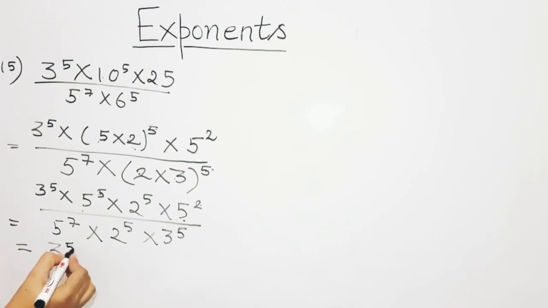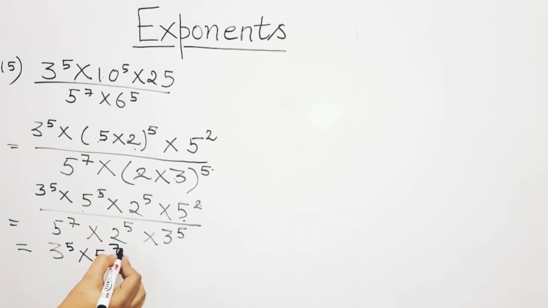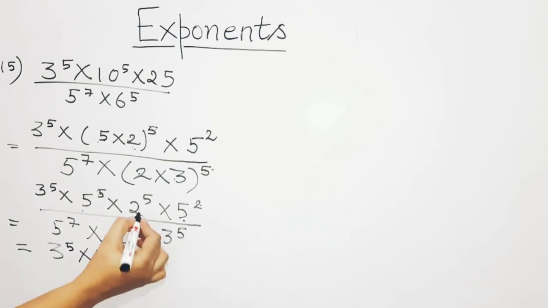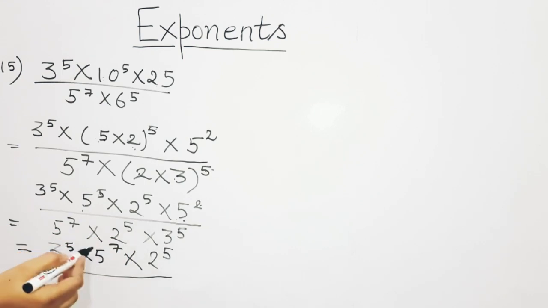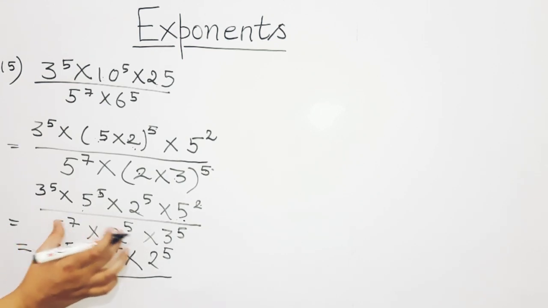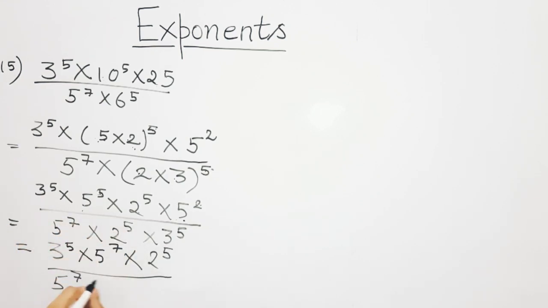7. So here the answer will be 3 to the power of 5 multiplied by 5 to the power of 7 multiplied by 2 to the power of 5. This is the numerator. Now coming to the denominator part. Can we add any powers over here? No, there is no same base. So it is 5 to the power of 7 multiplied by 2 to the power of 5 multiplied by 3 to the power of 5.